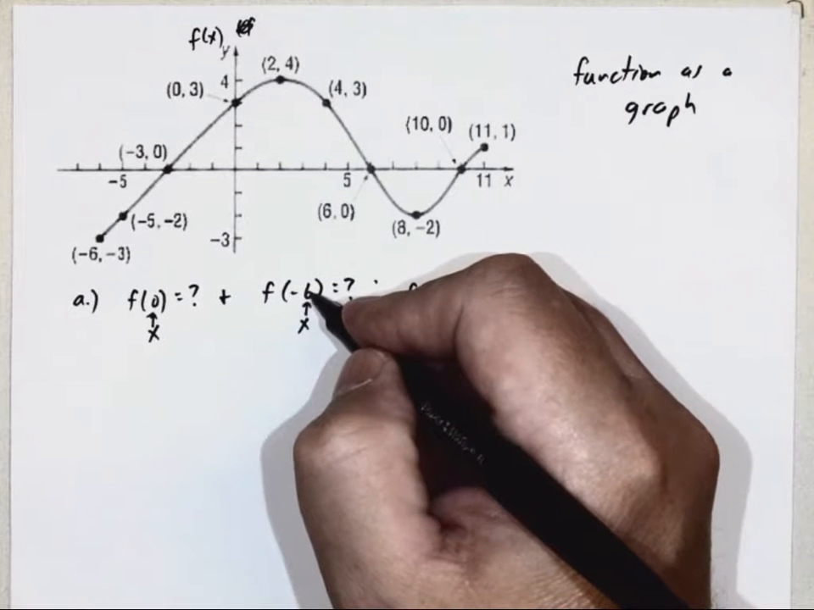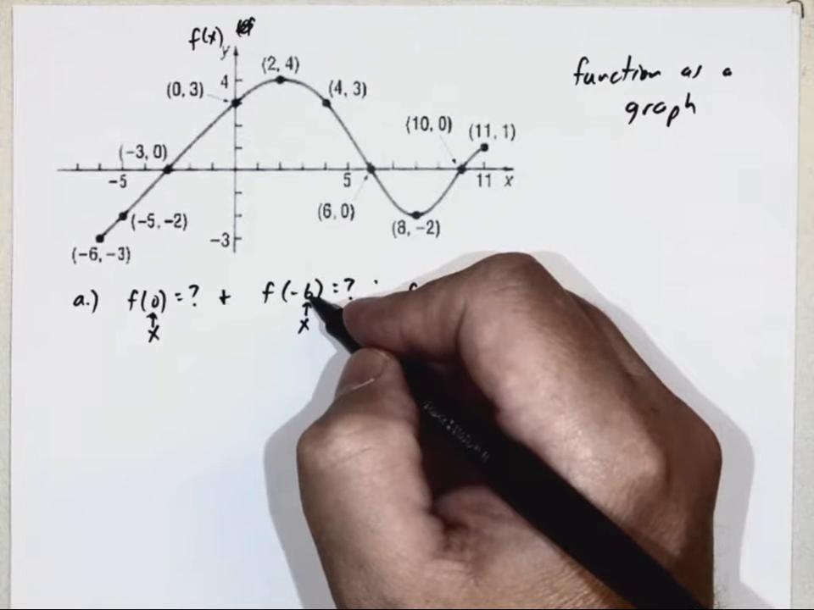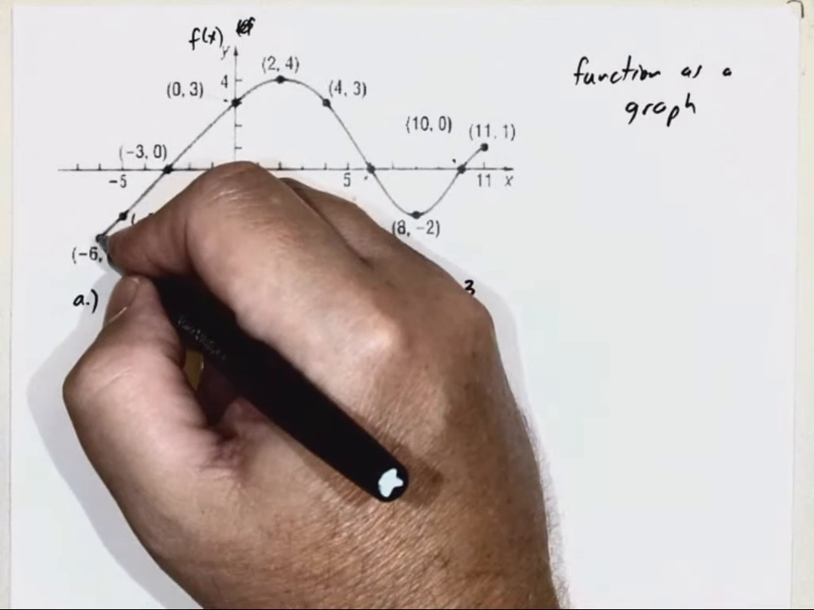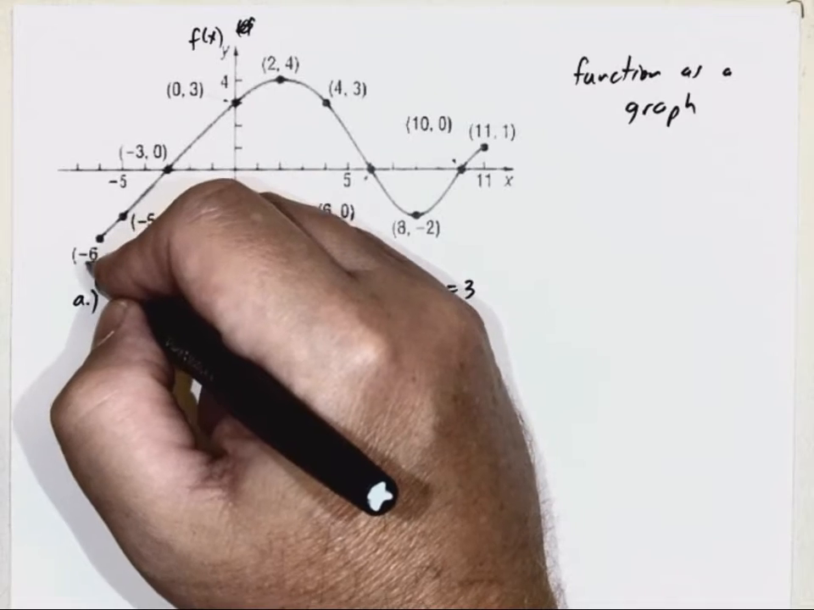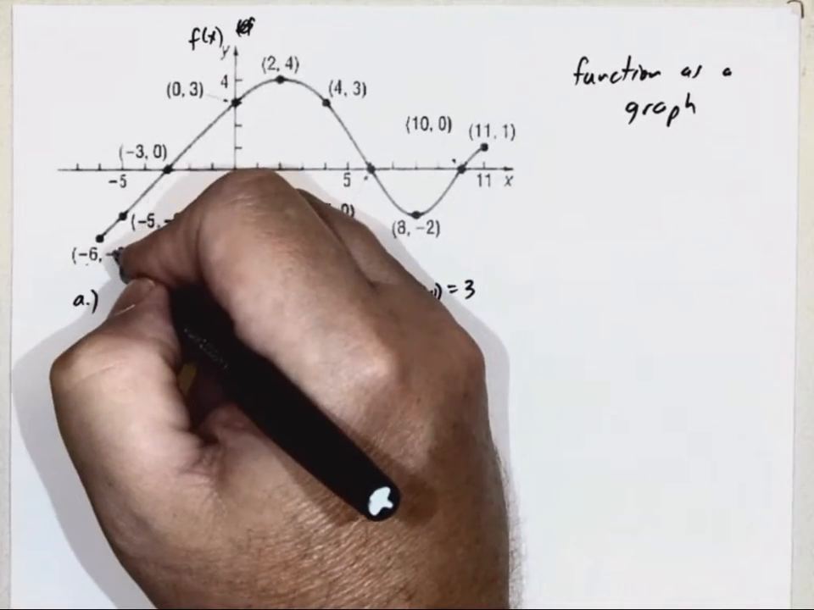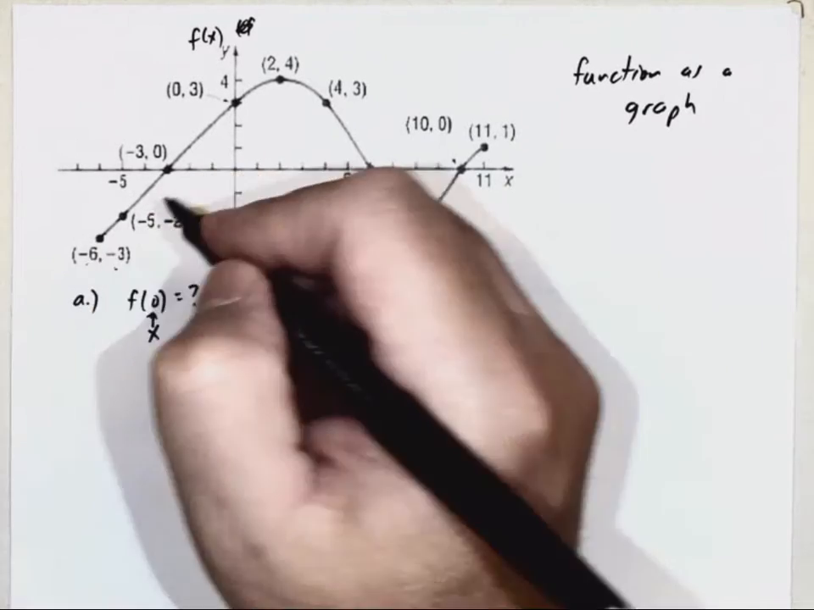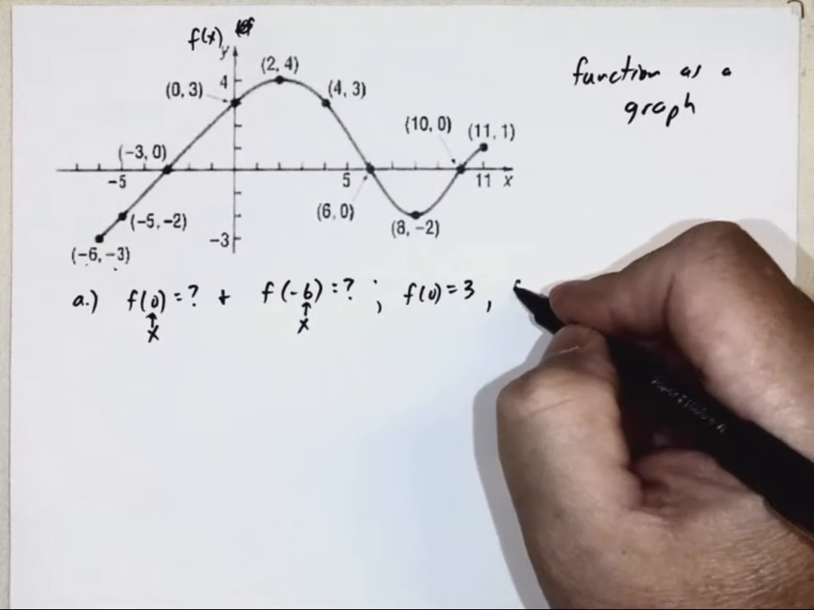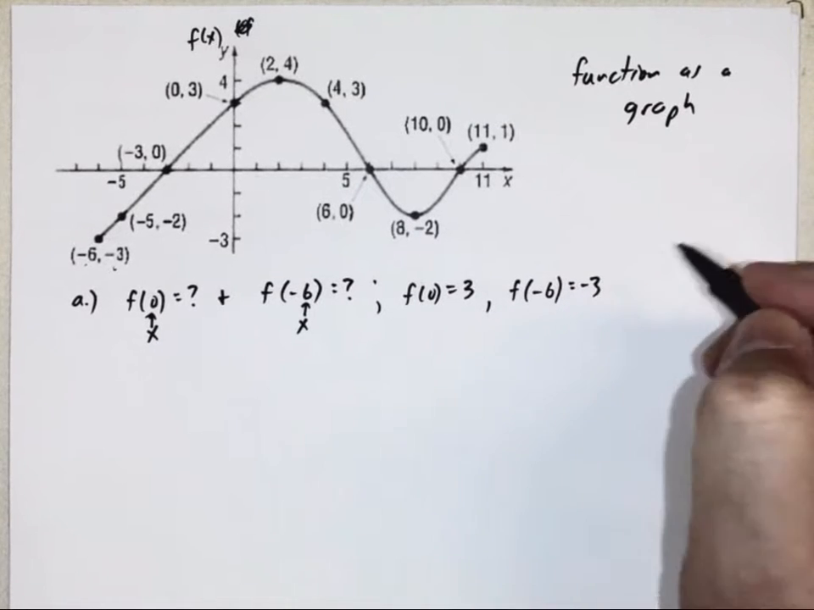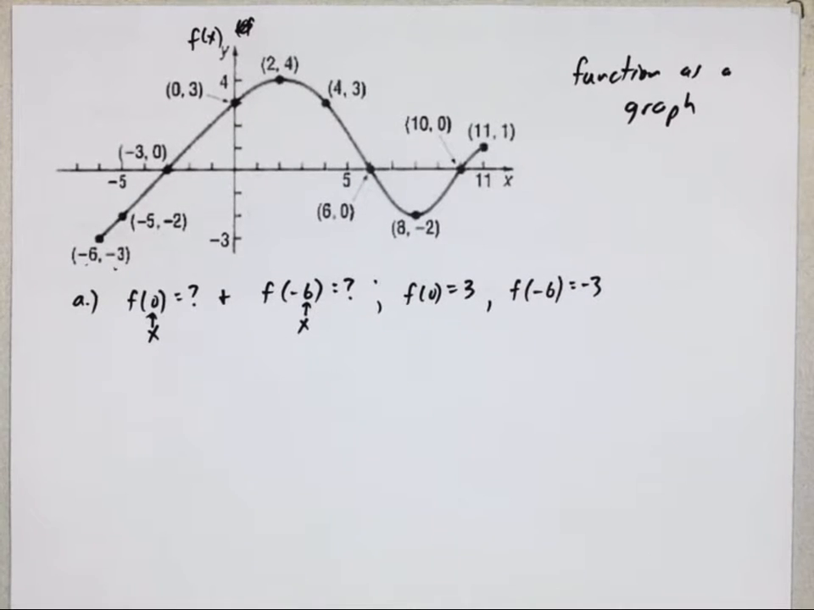What about f of -6? You go on your graph and you find the point at which x is -6. It's down here, right? Here's this point. X is -6. What's the value of the function? What's the y value at this point? -3. So you say f of -6 equals -3. All right, I hope that's clear.